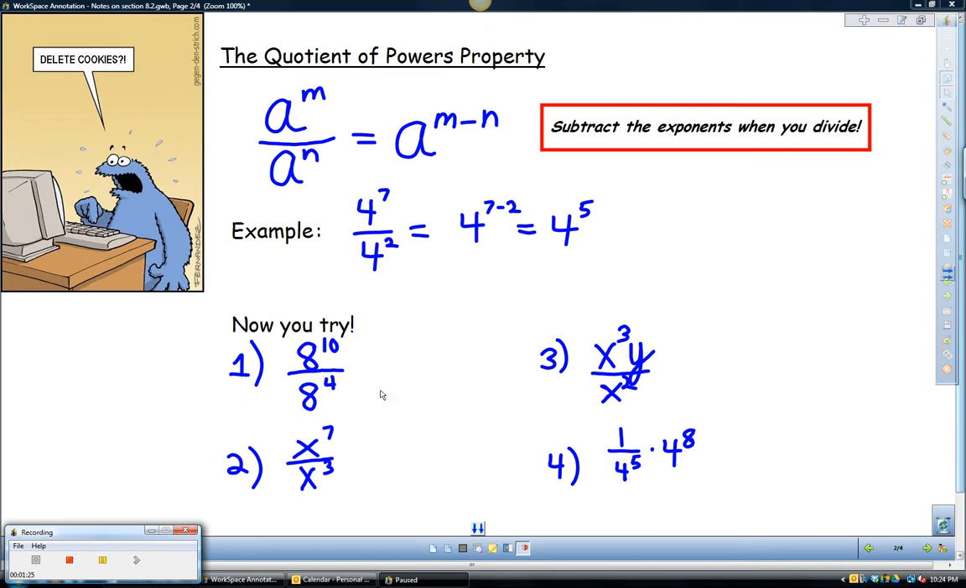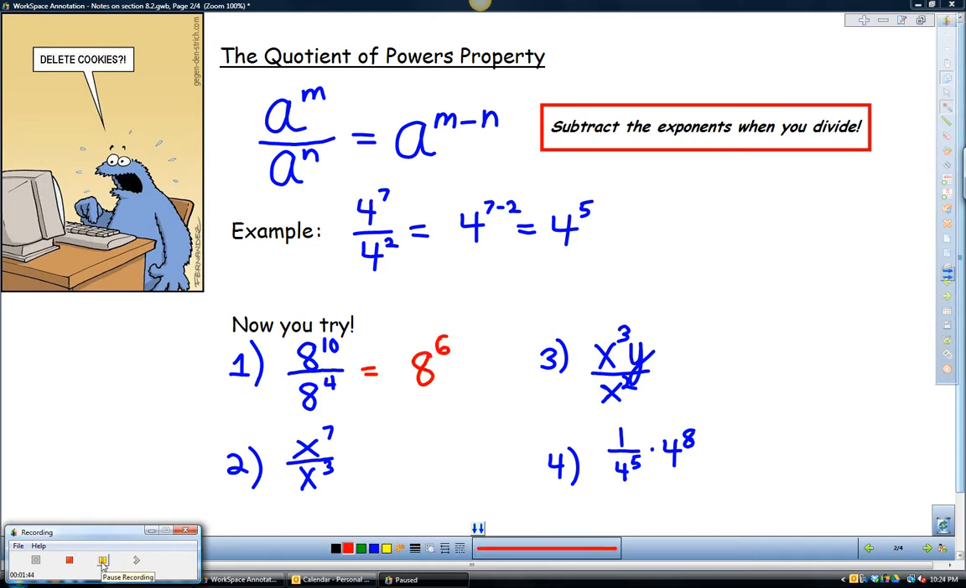Now I want you to pause this video and try these 4 problems on your own. Remember, subtract the exponents. To do this also, you have to remember they have to have the same base. Be careful.